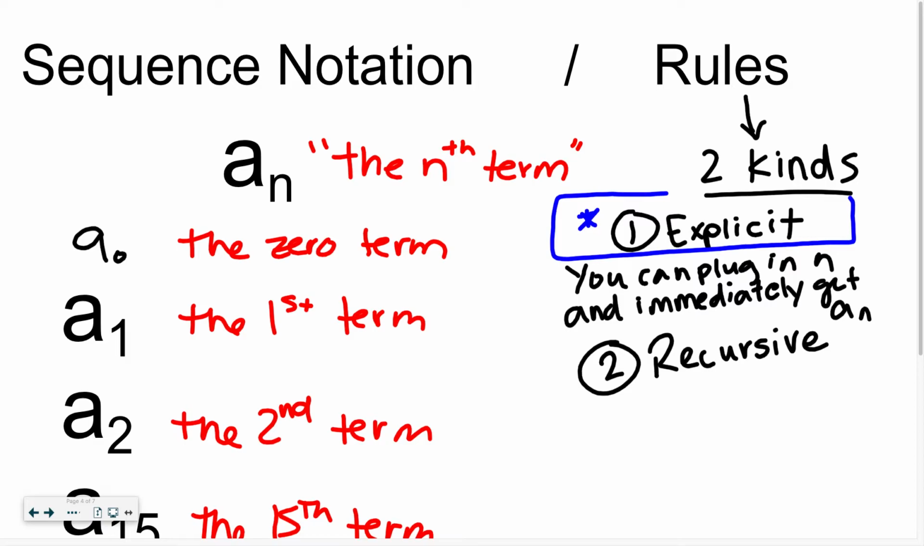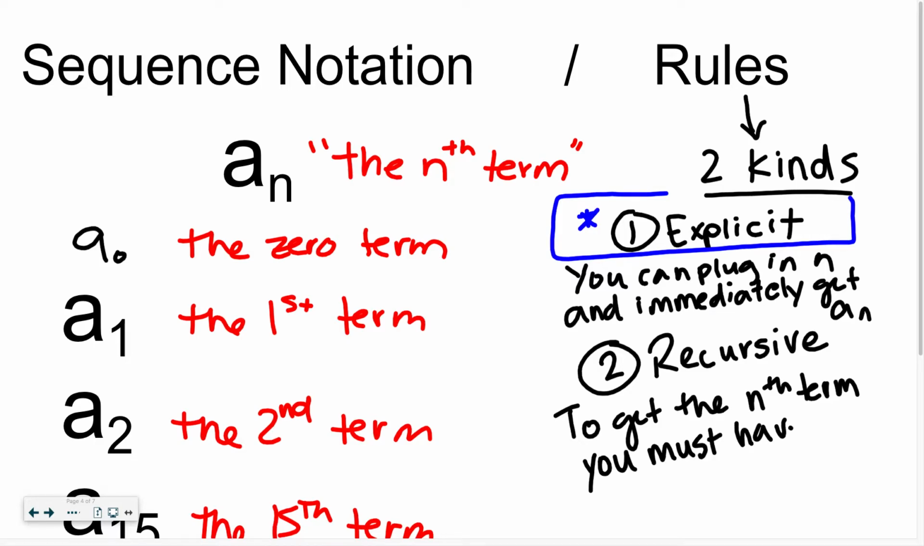There are some sequences where an explicit rule is really hard to do, like that Fibonacci sequence we saw, where Jacob was telling us add the two previous terms together. It's really hard to write that rule explicitly, okay? So then sometimes we use something that's called a recursive rule. To get the nth term, you must have the term before it.